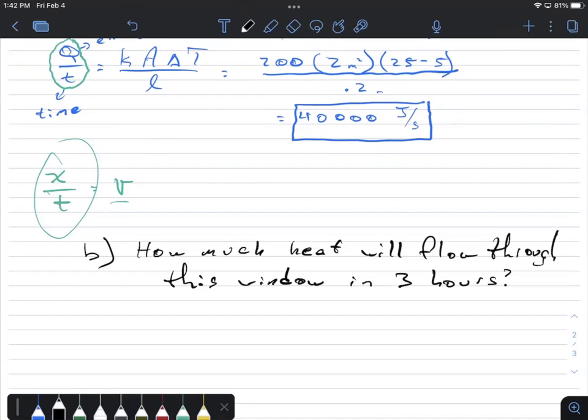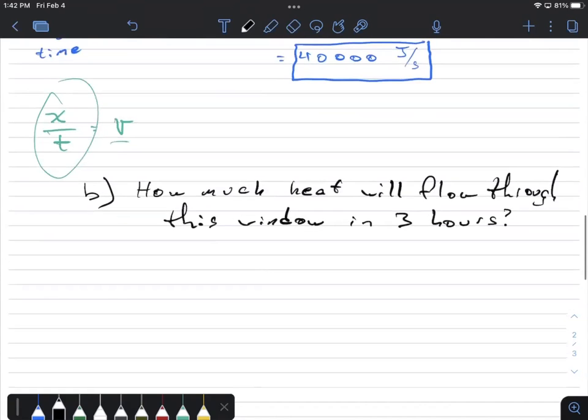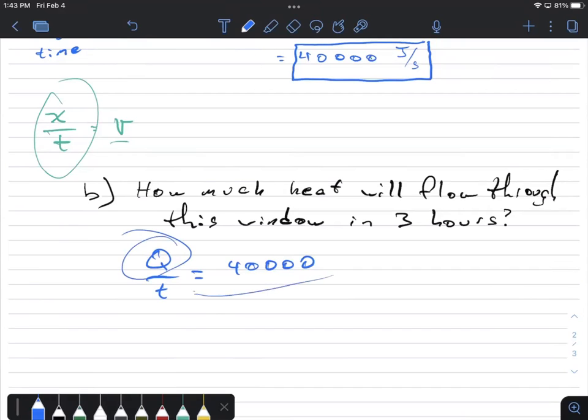Now I have something different. Now I don't care about the heat transfer rate per se. Rather, I'm telling you, we're going to wait 3 hours and we're going to collect all the energy that's going to move through. I want to know how much energy that is going to be. Well, now you say, aha, I solved for Q over T, and that was 40,000. That's what I did in part A. However, what I want here is Q. I want how much heat, how much energy. So move the T over to the other side.